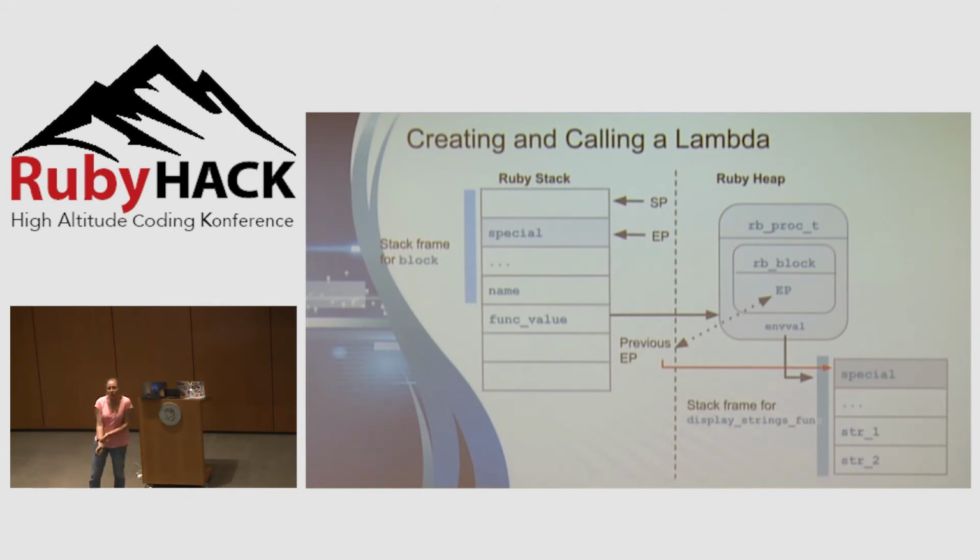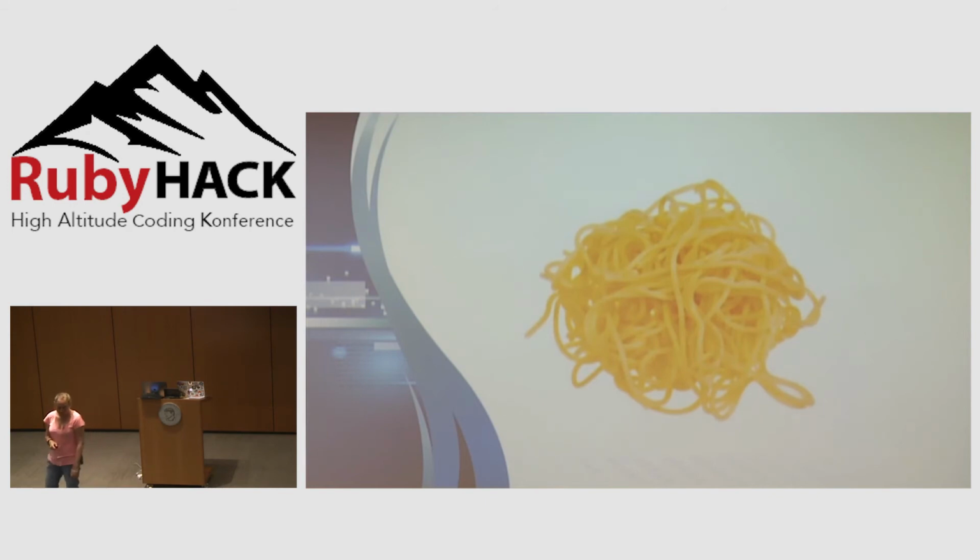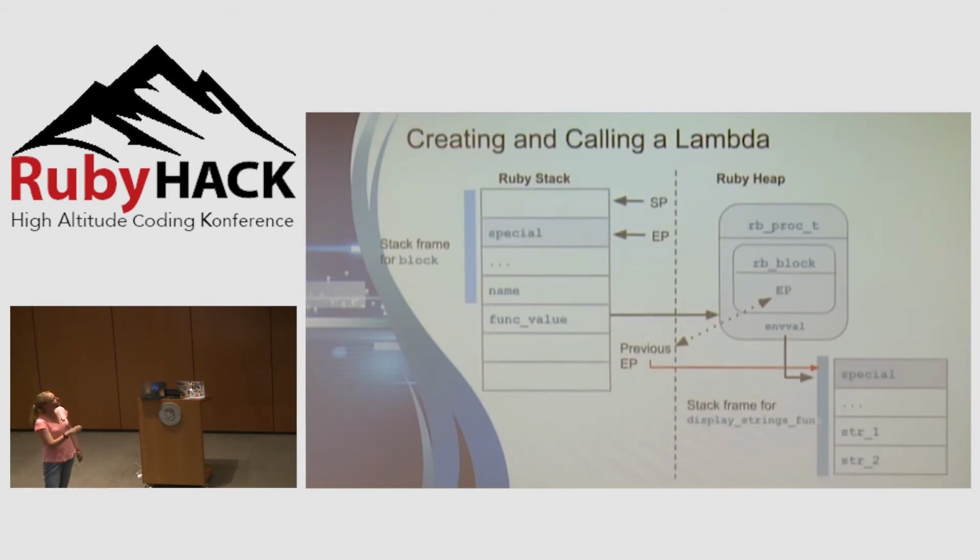Okay, so I know the longer you look at this diagram, the more you feel like you've seen it before. But I think the point of this diagram is that when the Lambda is created, there is a copy of the surrounding stack frame created on the heap. And when the Lambda is called, it's this copy of the stack frame on the heap that is used as the direct environment in which to execute the block code.